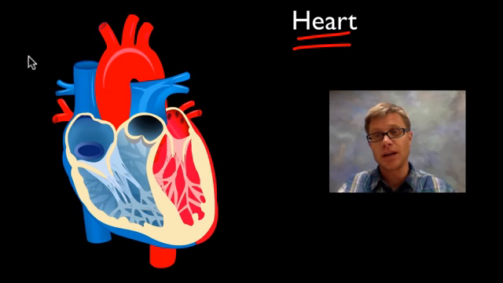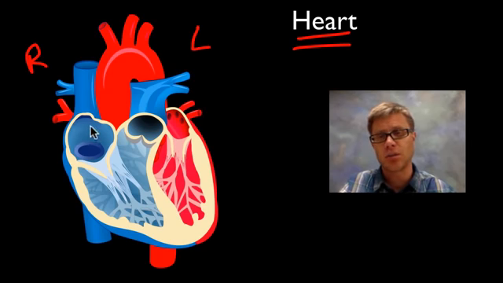So basically your right side now is going to be over here and your left side is going to be over here. So that's pretty important. So let's start with deoxygenated blood. Deoxygenated blood means that it's coming back from your body.